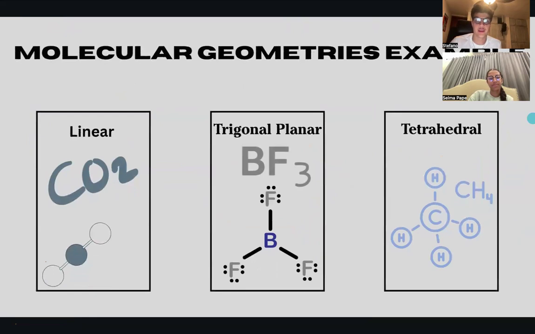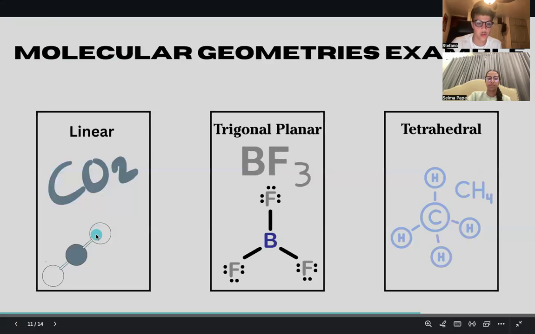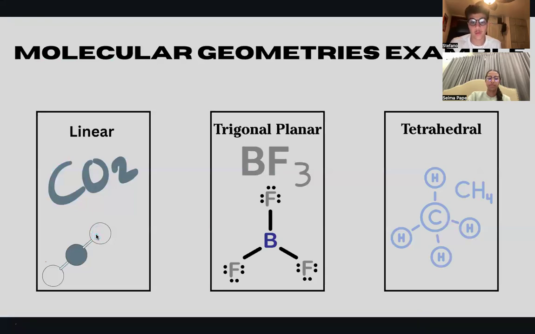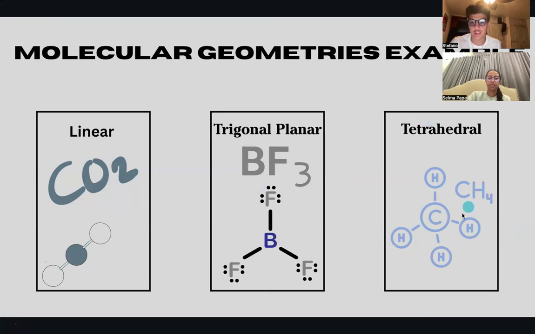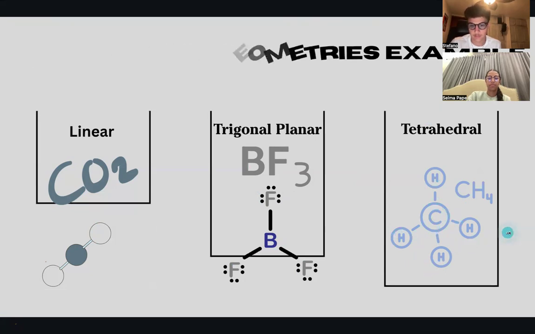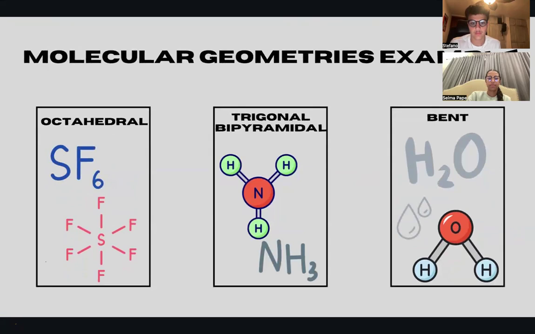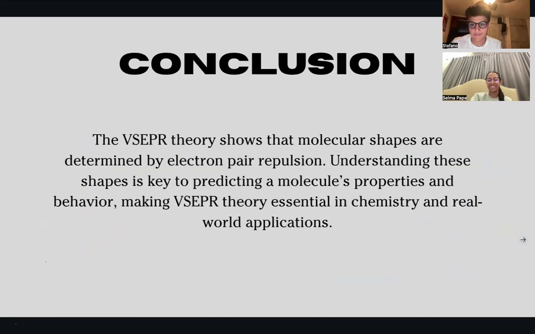Over here are the examples of the molecular geometries. For linear, we put CO2. For the trigonal planar, we put BF3, and over here is the figure of it. For the tetrahedral, we put CH4, one carbon with four hydrogens surrounding it. Now for the octahedral, we have SF6. Trigonal pyramidal, we have NH3, and for bent, H2O. H2O is water, as you can see.